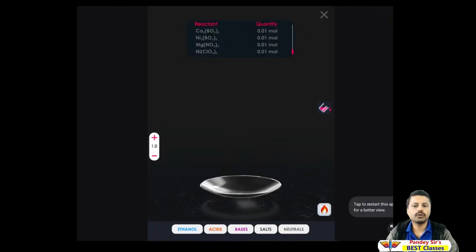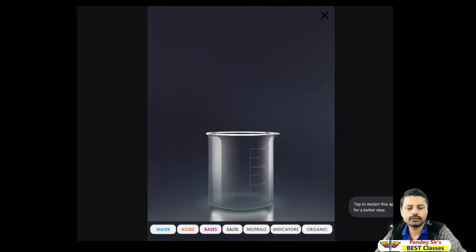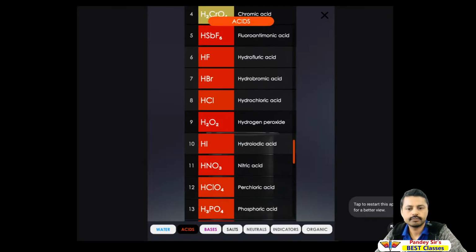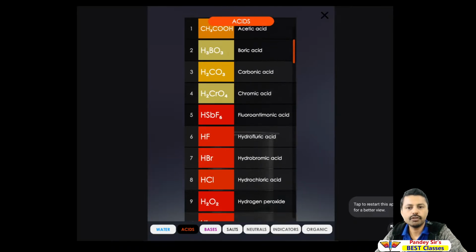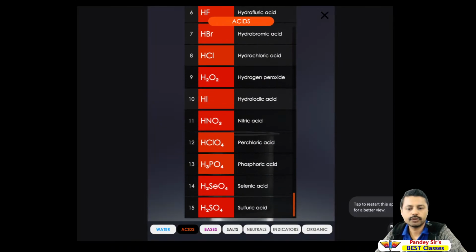Now we are going to do a reaction of metal with acid. So let's see what happens. The question was, an iron nail is dipped in a blue solution of copper sulfate. Let's take copper sulfate, blue solution of copper sulfate. The copper sulfate formula is CuSO4.